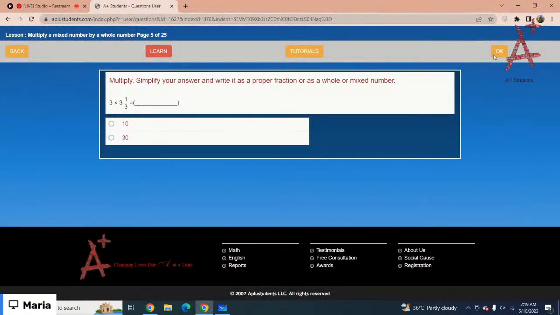3 times 3 is 9, 9 plus 1 is 10 over 3. So you can cancel out the 3 in the numerator and denominator. You are left with 10. So the correct option is 10.